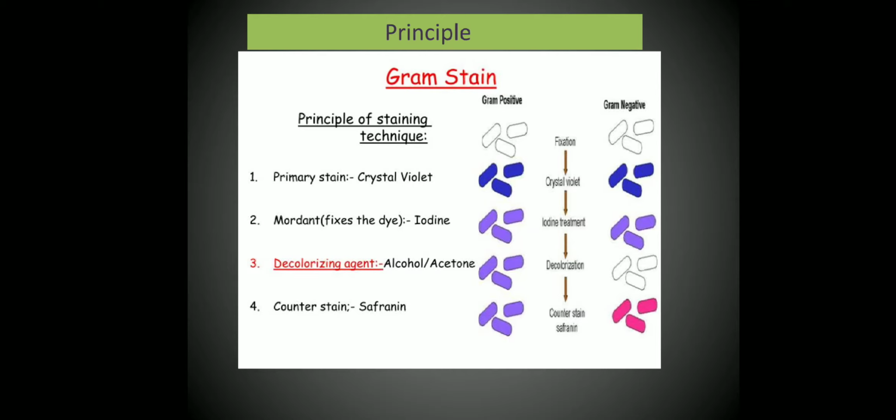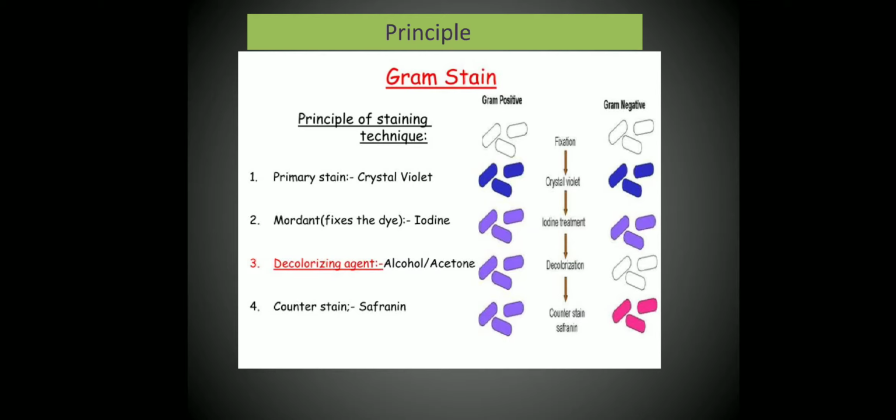Here the primary stain used is 1% crystal violet, the mordant is the gram iodine, the decolorizing agent is 95% alcohol or acetone may be used, and the counter stain used is safranin.